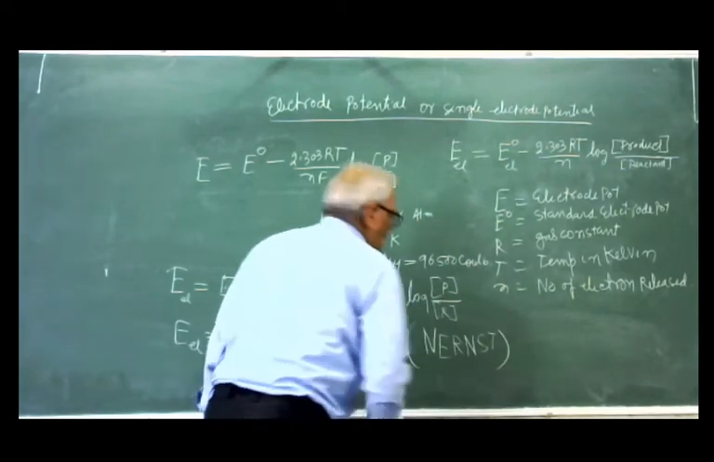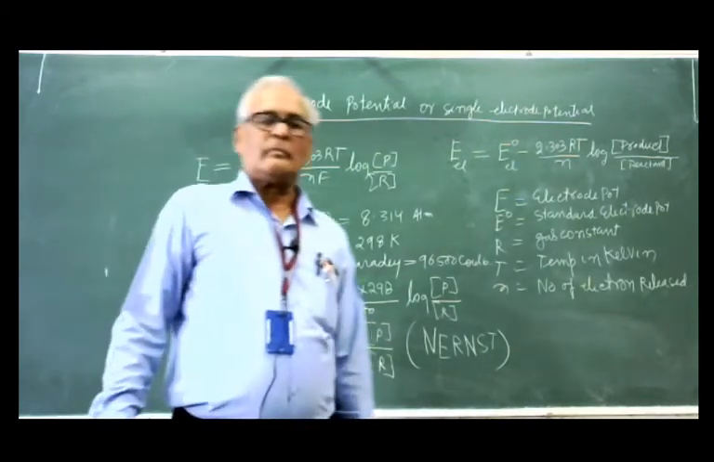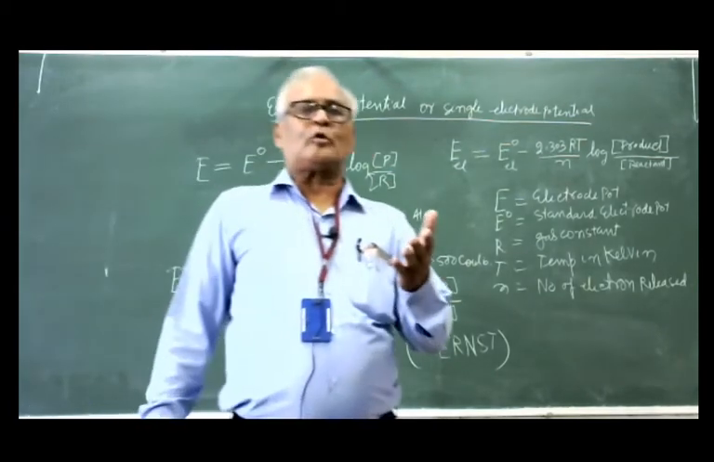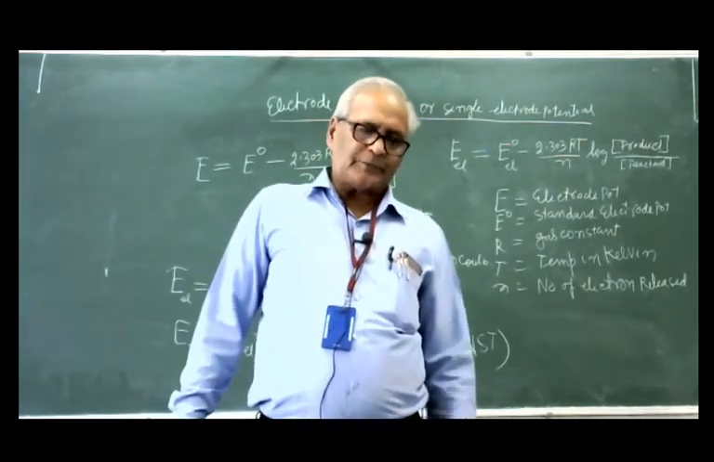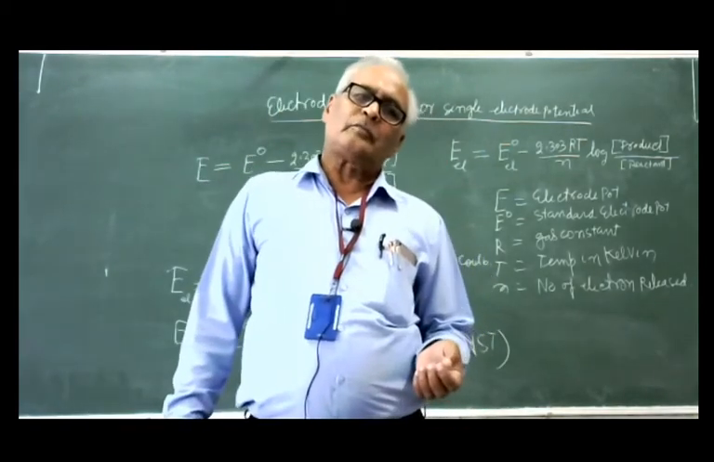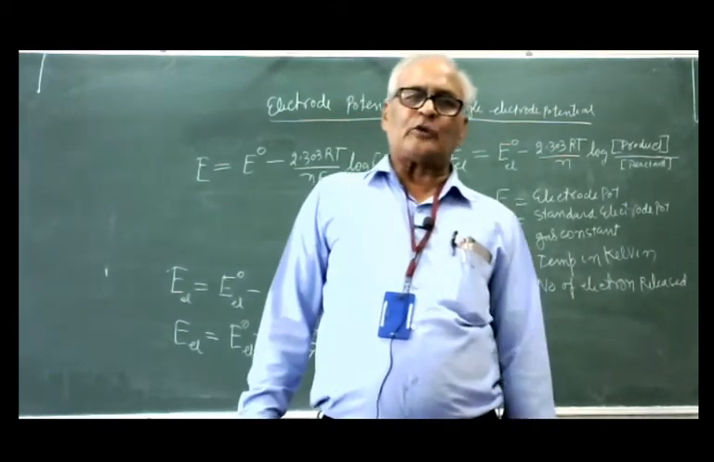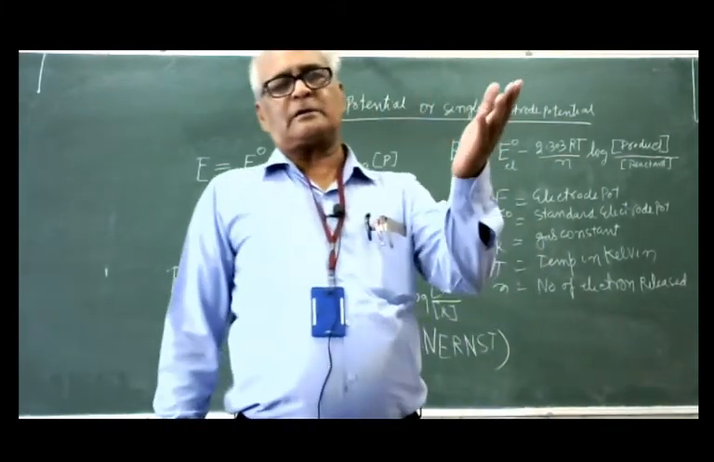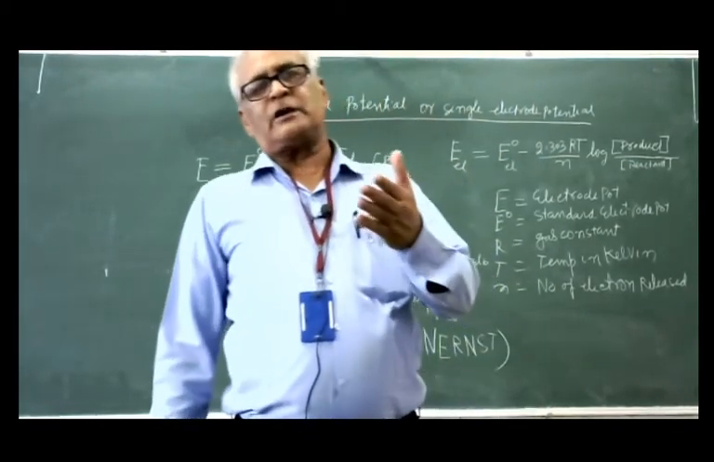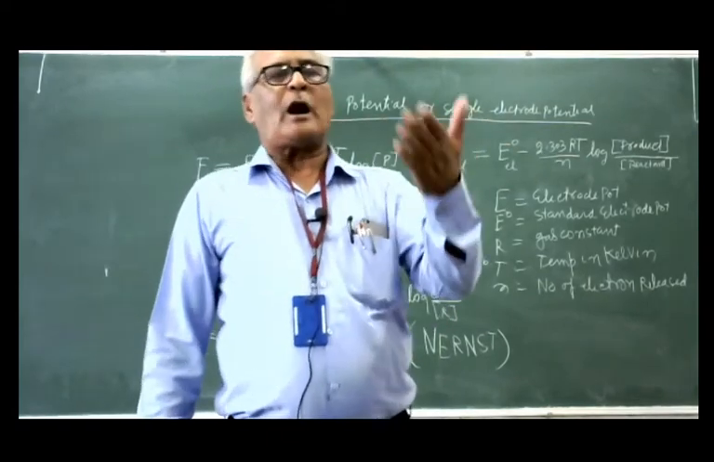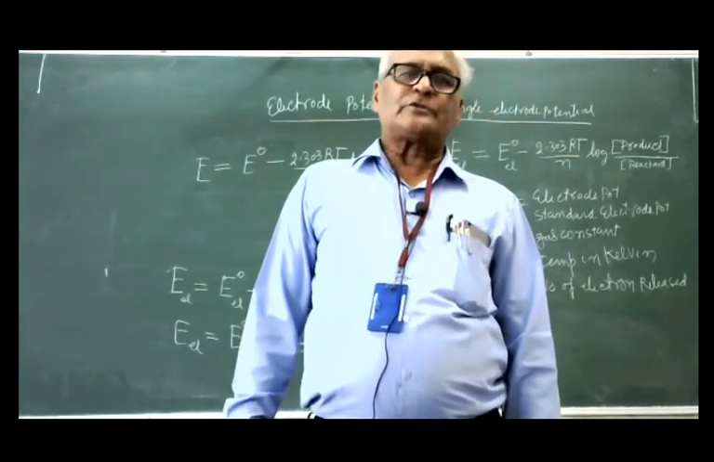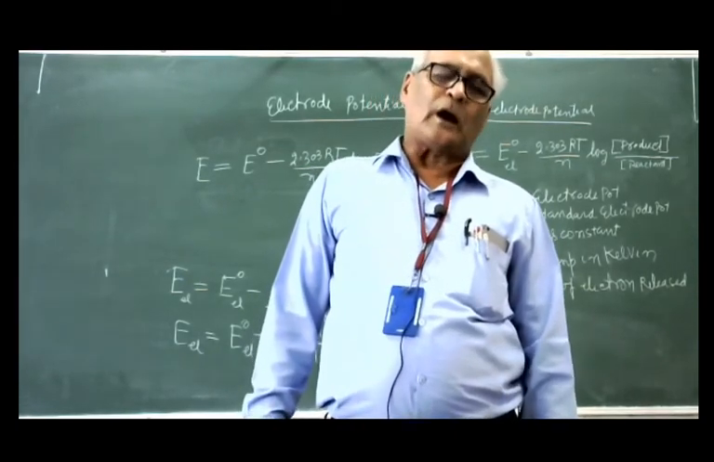N-E-R-N-S-T, Nernst equation. So now one question is complete. If somebody asks you what is electrode potential and to derive the Nernst equation, you will write that electrode potential, or single electrode potential, is the tendency of the metal to lose or gain electrons when it is put into a solution of its own ion.